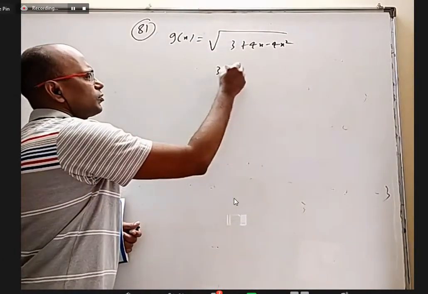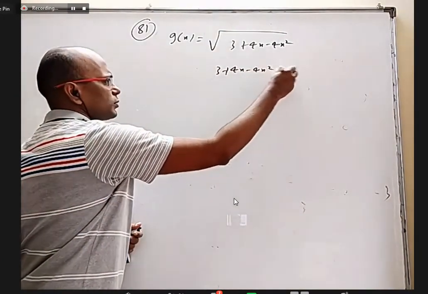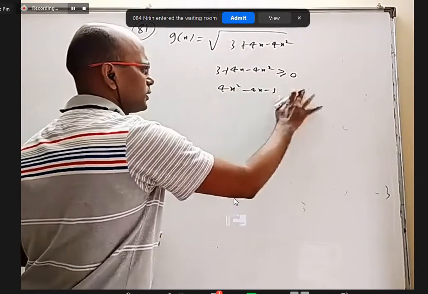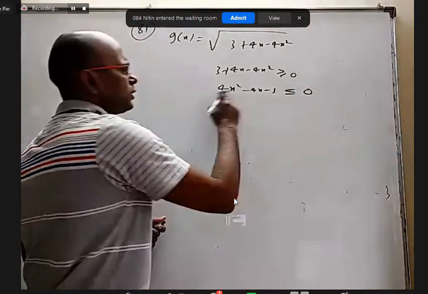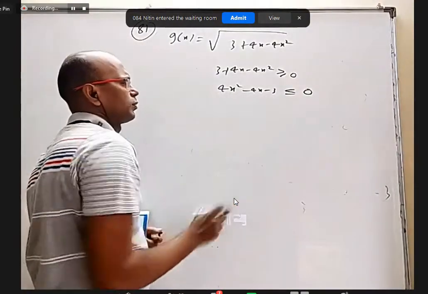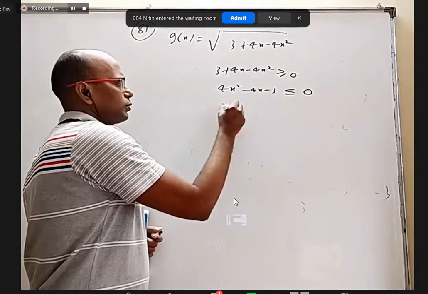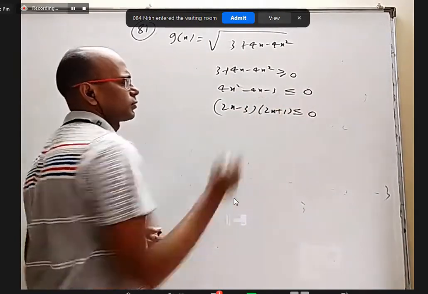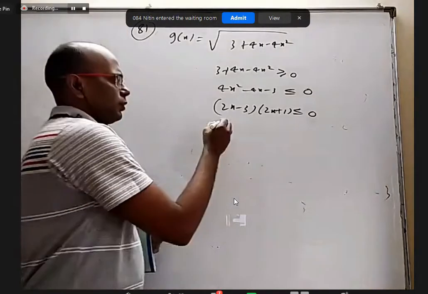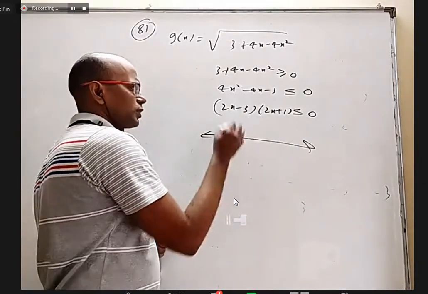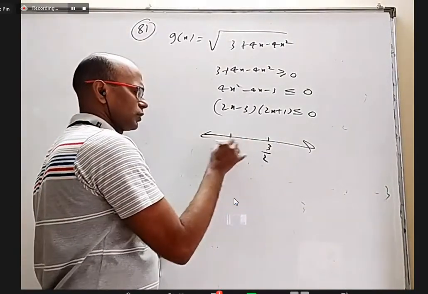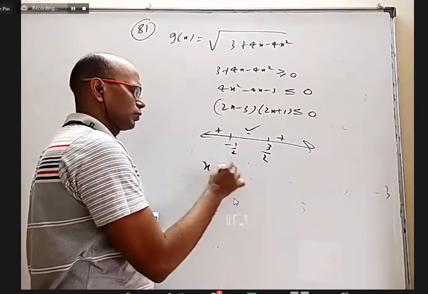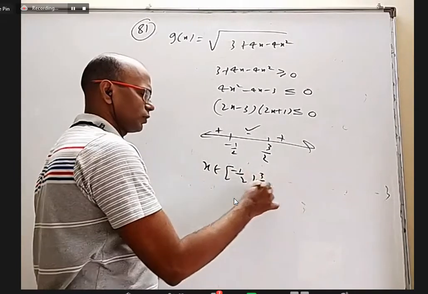So 3 plus 4x minus 4x square should be greater than or equal to 0. 4x square minus 4x minus 3 should be less than or equal to 0. This is minus 12, so minus 6 plus 2. So (2x minus 3) into (2x plus 1) should be less than or equal to 0. For this, the root is 3 by 2. For this, the root is minus 1 by 2. Plus, minus, plus. We want this, so x should belong to the closed interval minus 1 by 2 to 3 by 2.